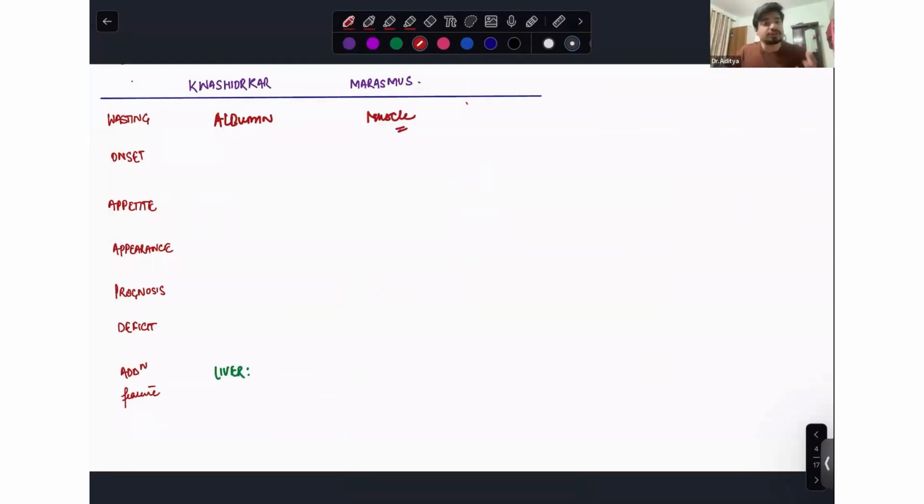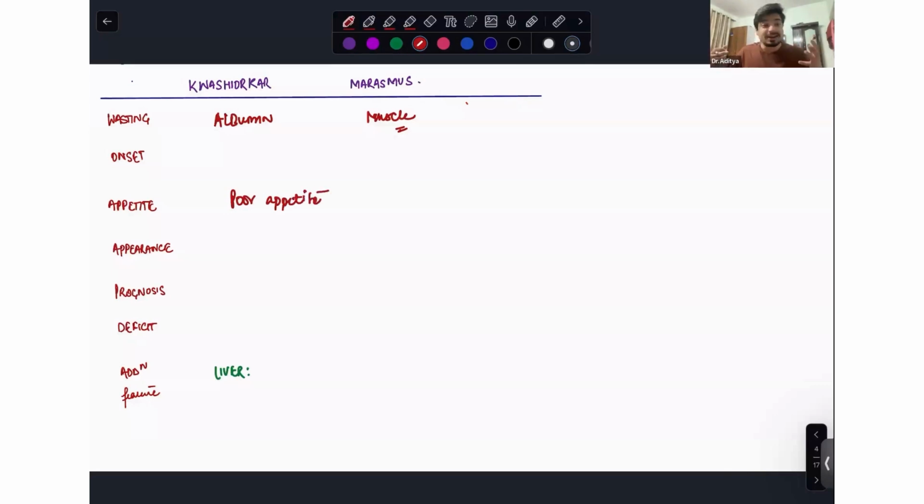As far as appetite is concerned in Kwashiorkor, I already told you, the child will not have any neurotransmitters. So the child will become lethargic. If a child is lethargic, will the child be able to eat anything? No. So there will be poor appetite.